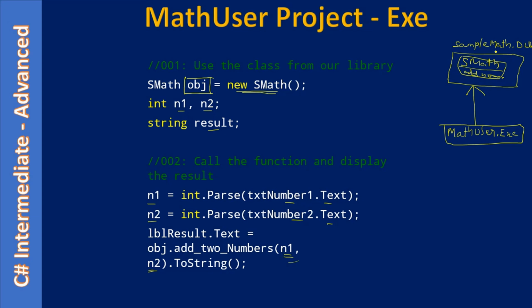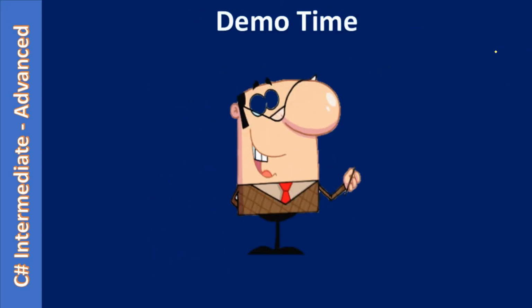So in the next video, we will see how to use this DLL, that means sample math.dll, and consume it in the exe project. When we do so, we will also look at the very first property, the build output path, as well as how to set a reference to the project. The demo we will see in the next video.